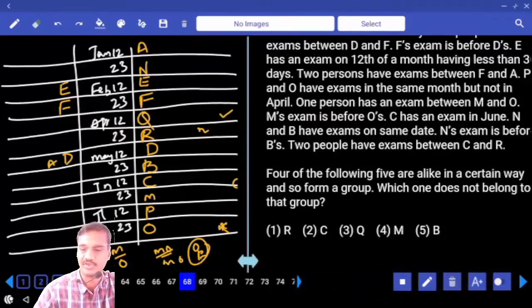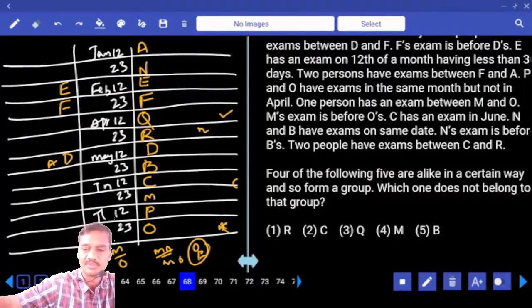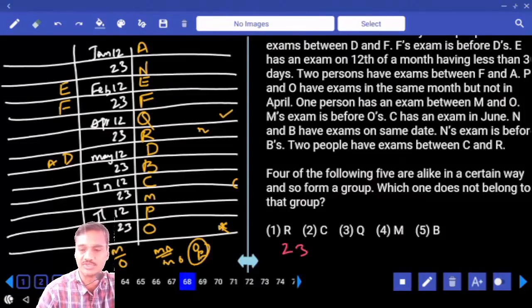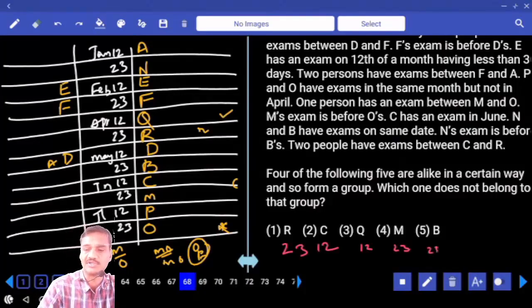And 4 out of the following is nothing but an odd man out. R, C, Q, M, B. R and Q, isn't it? One is on 12th and another one is 23rd. R is 23rd, Q is on 12th. And C is on which date? C is on 12th. M and B. Now M is on 23rd and B is on 23rd. And so there are 3 23rds and 2 12ths. There is no logic in this.